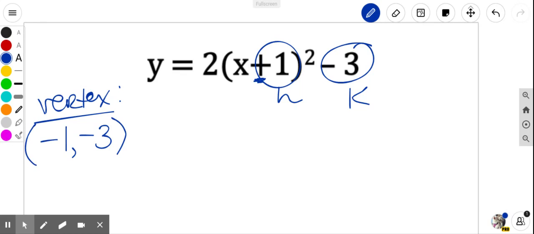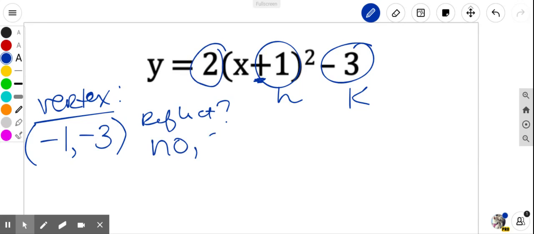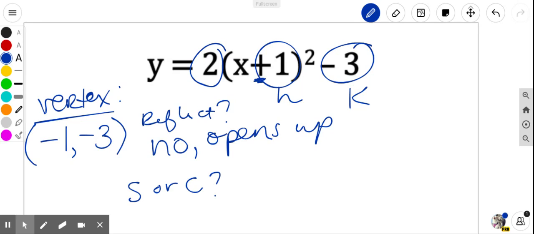There's my vertex. Let's talk about, is there a reflection? See how this is a +2 in the front? No reflection. So that means it opens up. Is there a stretch or compression? Okay, well, this is A. A is bigger than 1, so that means there's a stretch. What else? Horizontal shift and vertical shift.